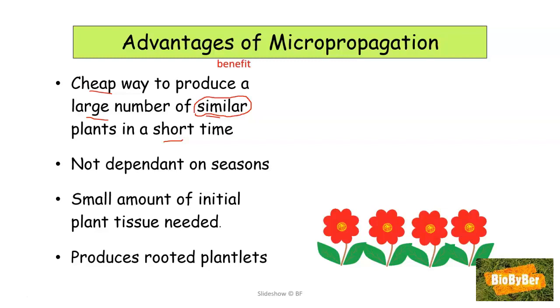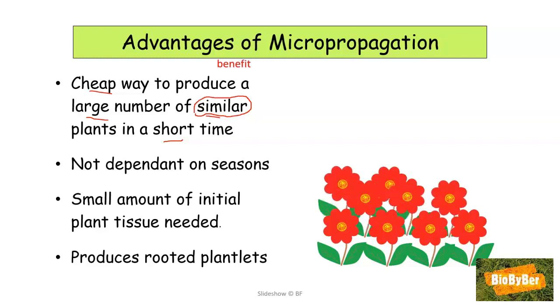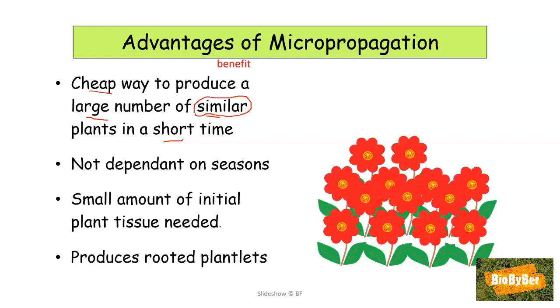Micropropagation is also not dependent on the seasons. It can be carried out at any time and done throughout the year. A small amount of initial plant tissue is needed. I just need a small clump of cells, and from one small clump of similar cells, I can produce a large number of plants in a short time.